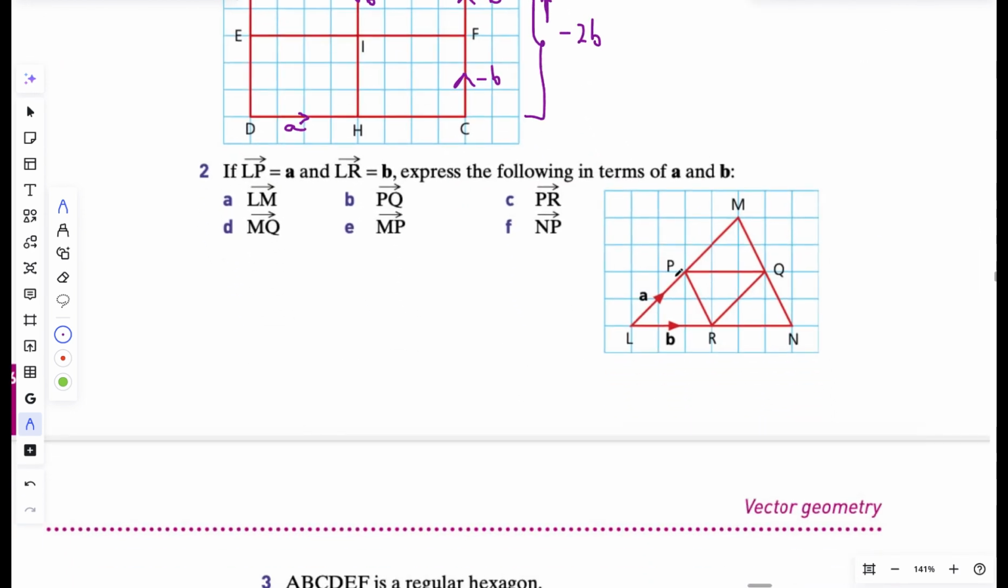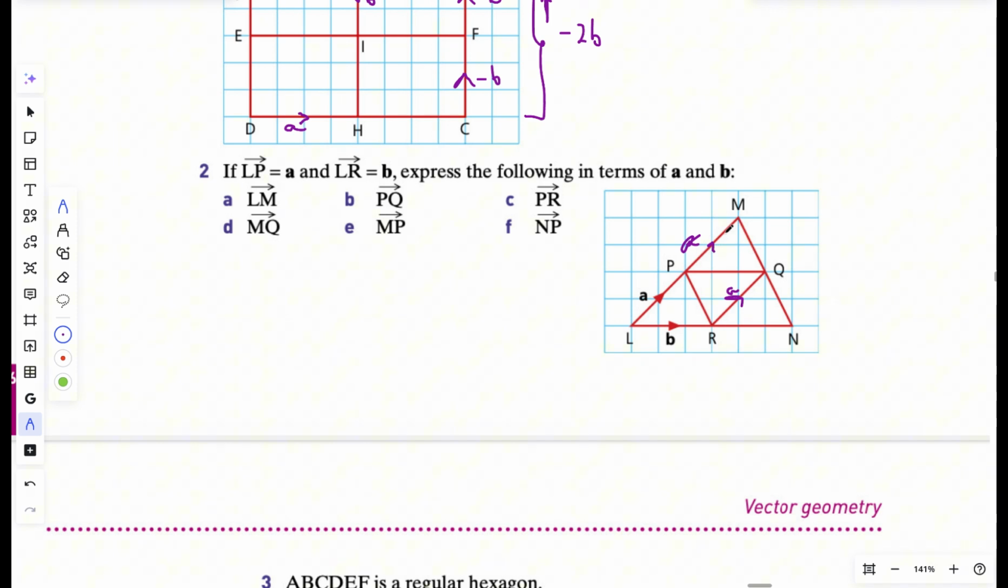These are questions for us. If this is A and this is B, here will also be B. If you're moving from P to N, it will be B. If you're moving from P to Q, it will also be equivalent to vector A. But if you're moving from Q to R, it will be minus A because you're going in the opposite direction. If you're moving from P to M, it's also A. It's also small letter A.